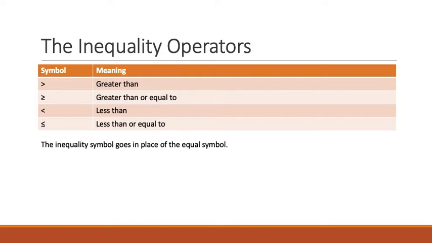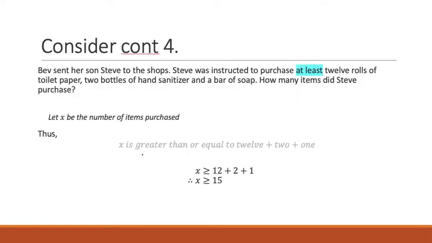So going back to our story of Bev and Steve, we could write x is greater than or equal to 12 plus 2 plus 1. Thus, x, the amount of items Steve came home with, is greater than or equal to 15. So this is the mathematical model that would represent this particular situation up here.